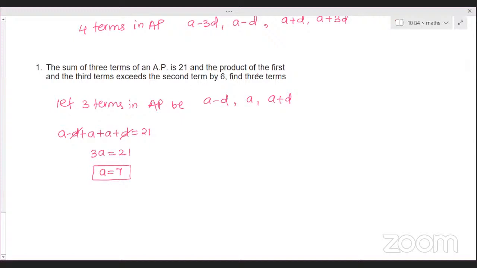So what they have given: product of first and third term. This is the first term, this is the second term, this is the third term. So the product of the first term and third term exceeds the second term by 6. That is A plus 6. Right? So now simplify.